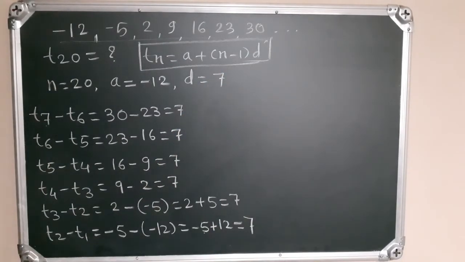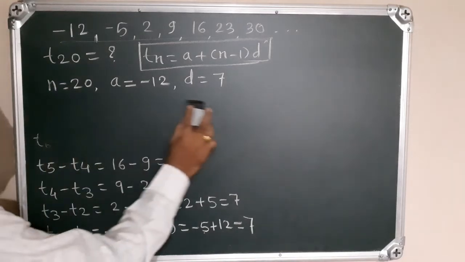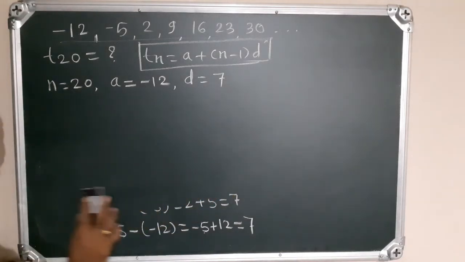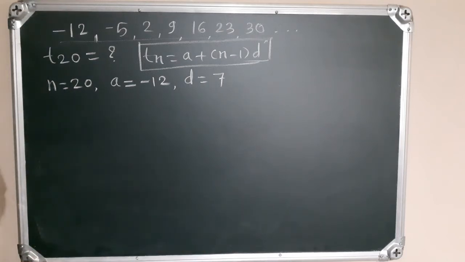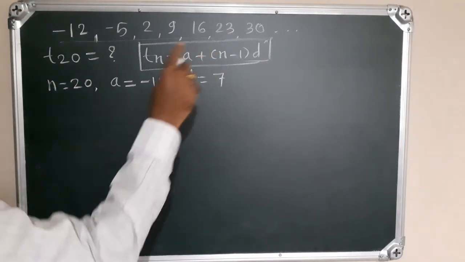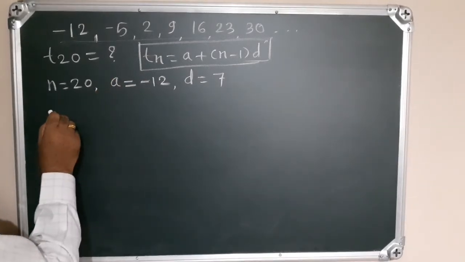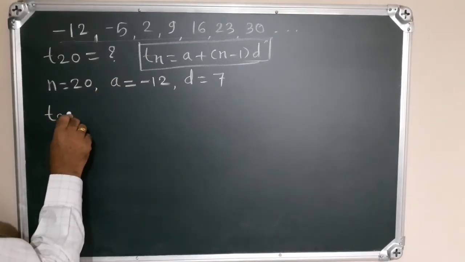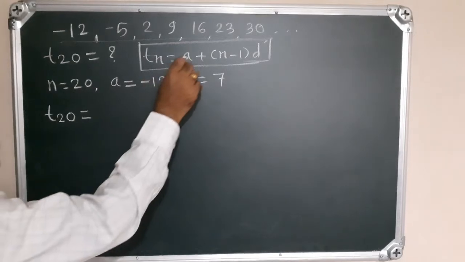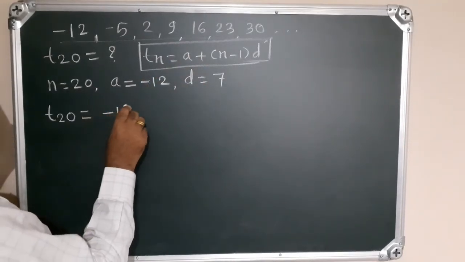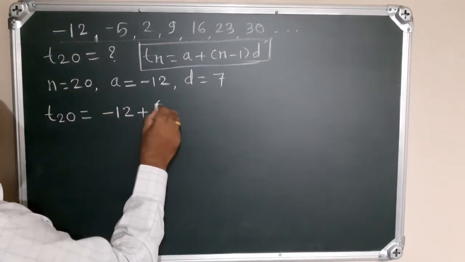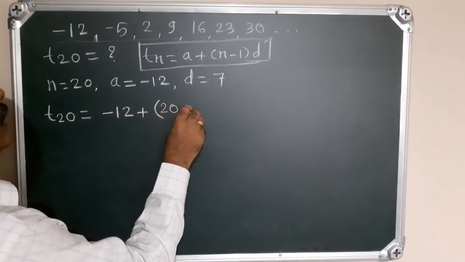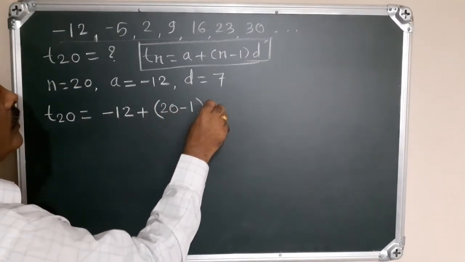If we substitute these values of n, a and d in the formula Tn is equal to a plus n minus 1 into d, then we get T20. So T20 is equal to a, that means minus 12, plus, in bracket, n is 20, 20 minus 1, into d, that is 7.